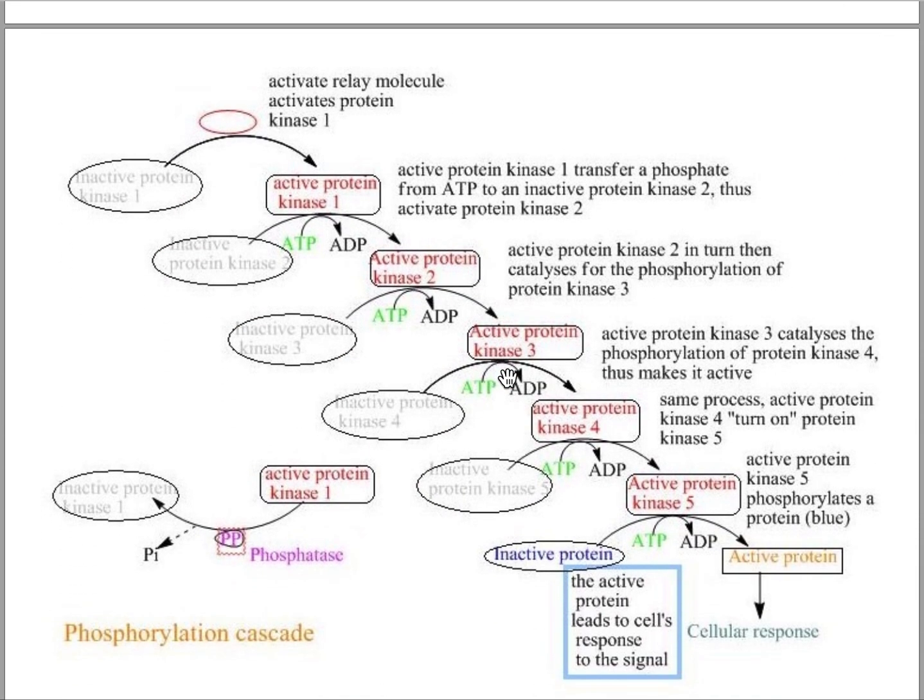So here is a cascade system. You can see the inactive protein kinase 1 will be activated and form active protein kinase 1 by relay molecules. It might be hormones or extracellular signaling, and then active protein kinase 1 will activate protein kinase 2, it will activate protein kinase 3, protein kinase 4, protein kinase 5, and finally it will activate the target protein, and then a cellular response occurs. And when this cascade mechanism has to be stopped, then another enzyme, a phosphatase, can inactivate it.